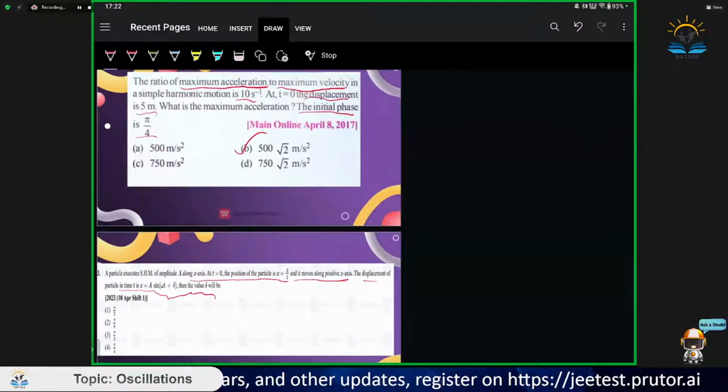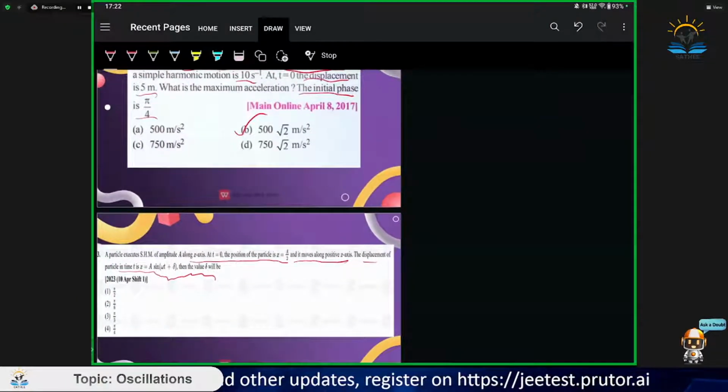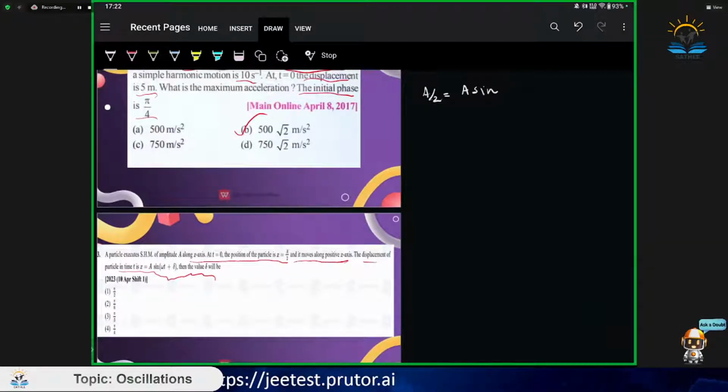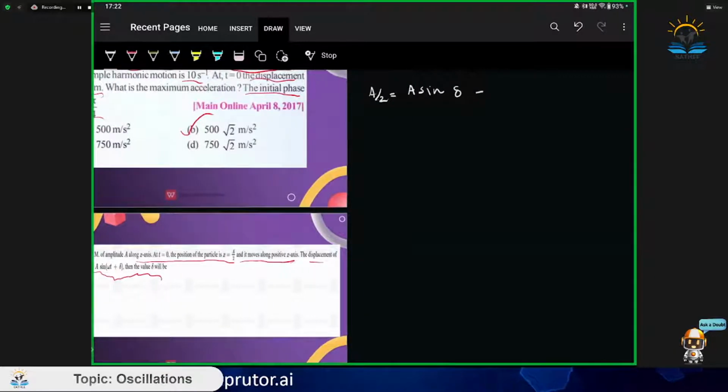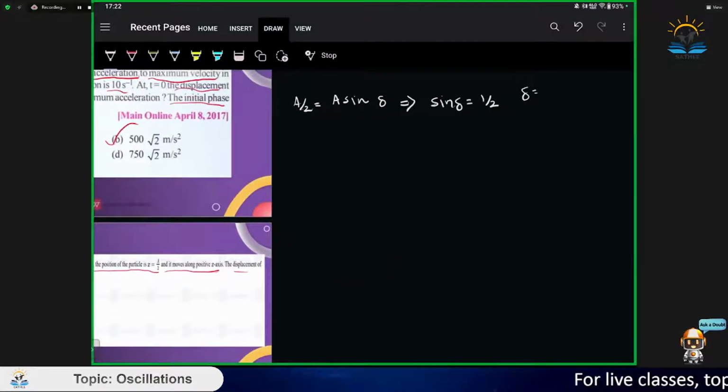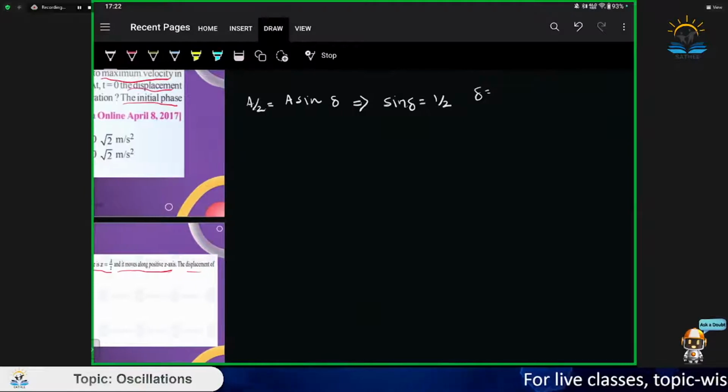Okay, simple question. We have to find out the initial phase. So it is given at time t equal to 0, the particle is at A by 2. A by 2 will be A into sine delta, since omega t will be 0, right? So how much will sine delta be? 1 by 2. That means delta will be pi by 6.